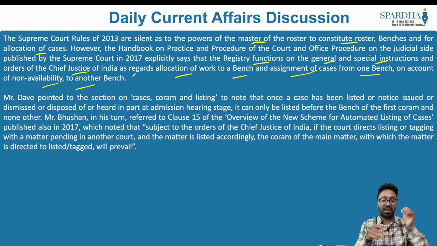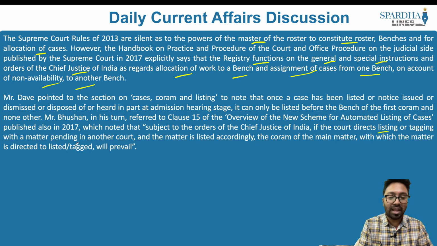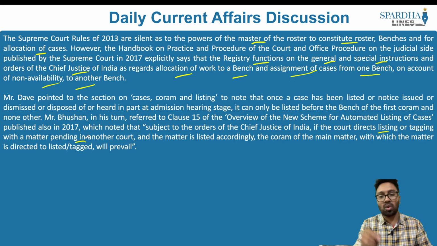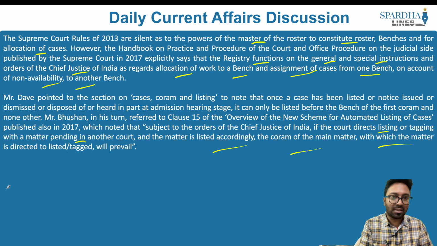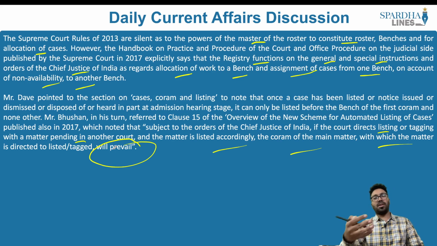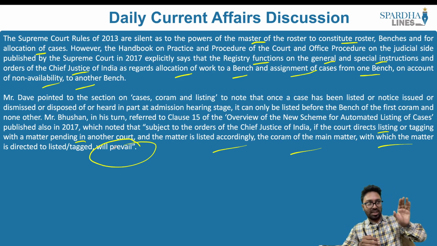And at the same time, we have Mr. Bhushan, who in his turn referred to clause 15 of the overview of the new scheme for automated listing of the cases published in 2017, which noted that subject to the orders of the Chief Justice of India, if the court directs listing or tagging with a matter pending in another court and the matter is listed accordingly, the quorum of the main matter with which the matter is directed to be listed will prevail. So he once again confirms that if a case is already posted and a respective judge is hearing that case, then this should not be transferred to another quorum or other judges where they would be rehearing this entire case.